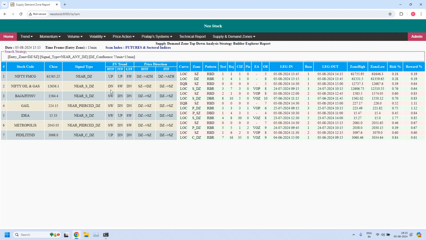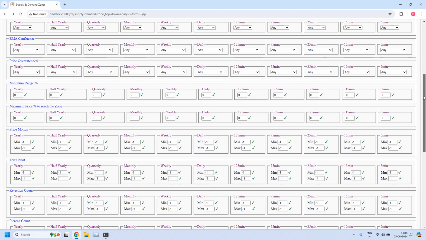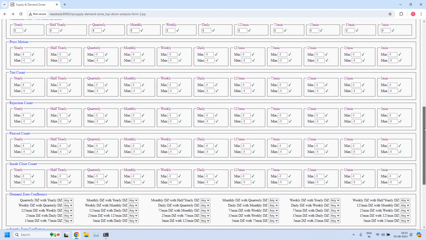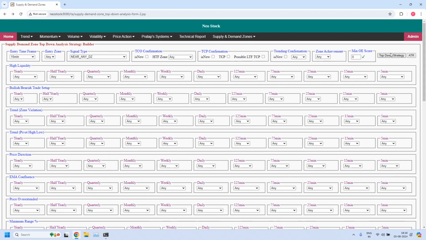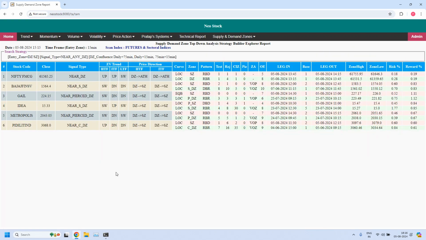Now let me check whether even HTF confluence is also there. 15 minutes demand zone with 75. Next 15 minutes demand zone with the daily time frame. This is HTF confluence. And also 75 minutes demand zone with the daily. This is ITF and HTF confluence. That means we are looking for LTF, ITF and HTF all together. Let me filter. So out of 7, 6 stocks are having confluence, and out of these 2 stocks are already pierced.